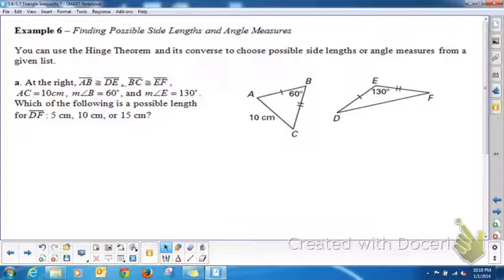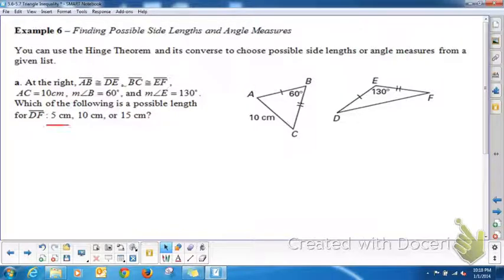Finally, our last example, finding possible side lengths and angle measures. You can use the Hinge theorem and its converse to choose possible side lengths or angle measures from a given list. At the right, segment AB is congruent to DE, and segment BC is congruent to EF. AC is 10 centimeters, and the measure of angle B is 60. Measure of angle E is 130. 130 is what to 60? It's greater than. What are some possible measures for DF?